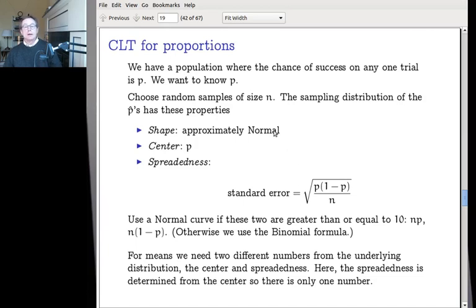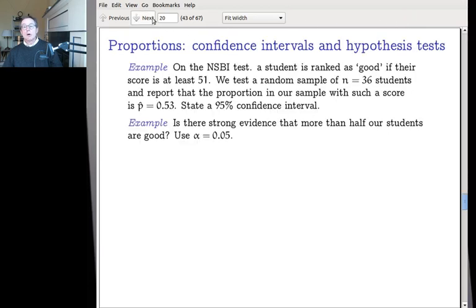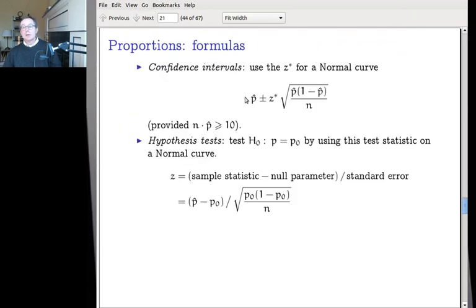Okay, so again, we're going to do proportions in this section. I'm going to do a couple of examples, and the formulas are right here and on that page in the book, and you should bookmark that page. I'm going to go on to the confidence interval formula and the hypothesis test formula, and these are on that page in the book. Again, I really suggest you clip that page, put a paper clip in there, some kind of thing.